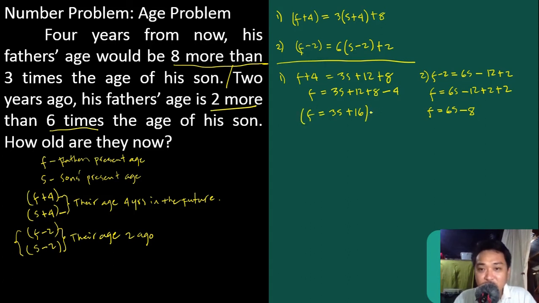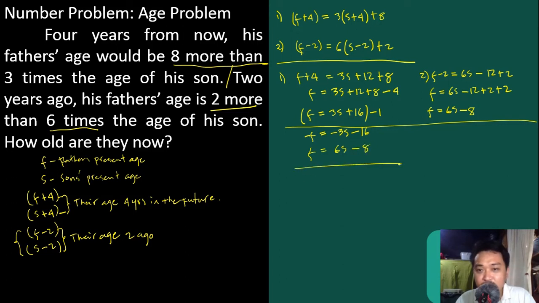And that is by multiplying negative 1 here, para mag-add na lang tayo later on. So this will convert into negative f is equivalent to negative 3s minus 16. Ayan. And then we have here f is equivalent to 6s minus 8. Now, let us try to add.